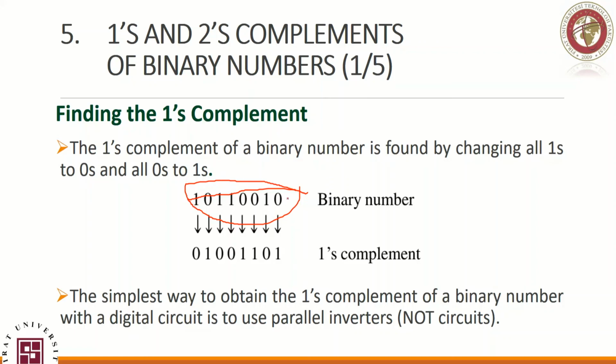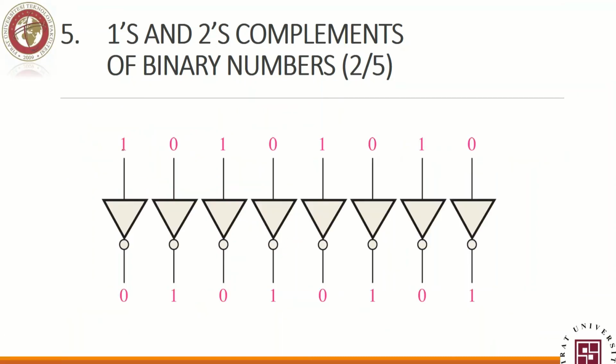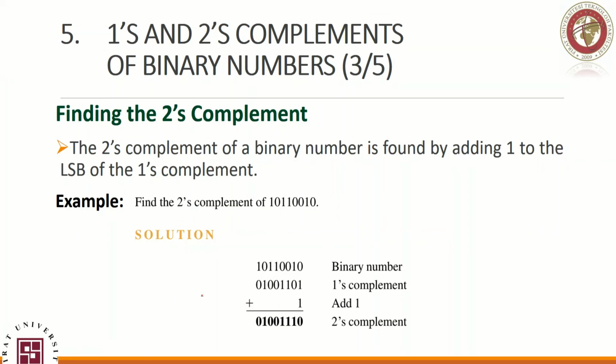How do I do it? In digital circuits or logic circuits, how can we convert 0 to 1? We can use a NOT gate. NOT converts 0 to 1 or 1 to 0. Okay? So if we apply in parallel whatever inputs we have to NOT gates, we will get the ones complement at the output. The twos complement, actually we add 1 to the ones complement of the binary number.